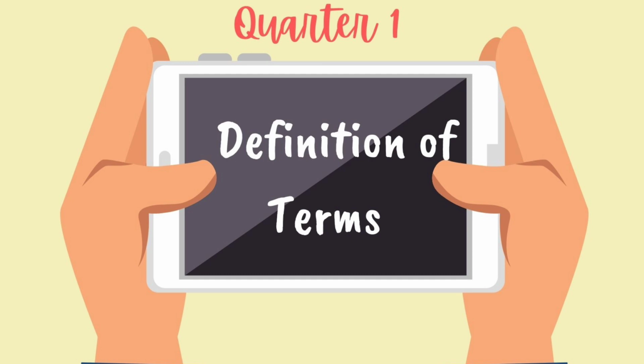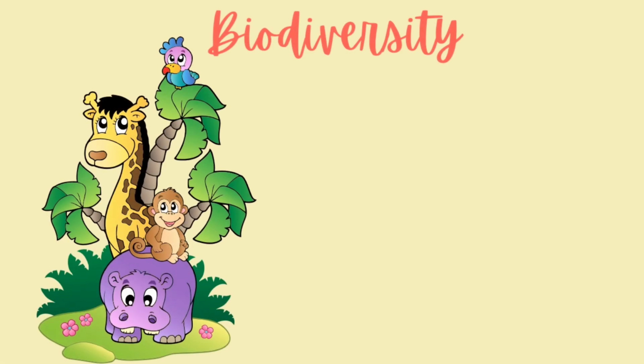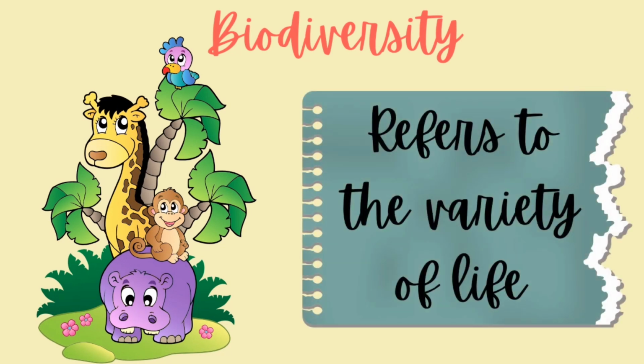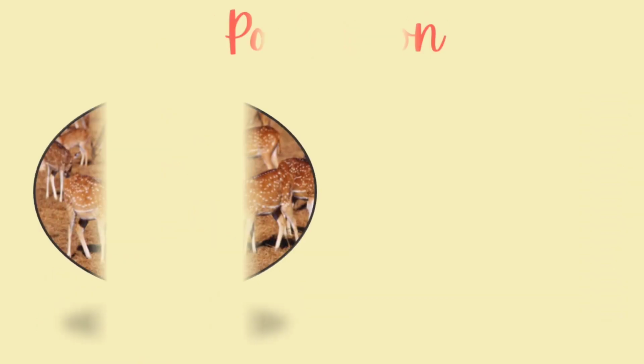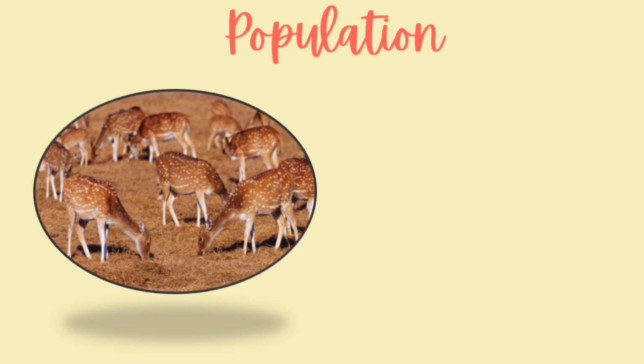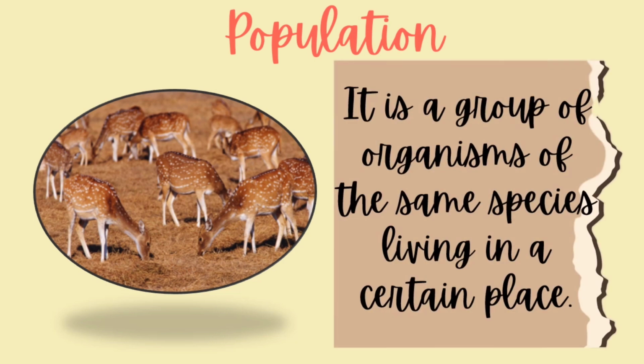First, let us have some definition of terms. Let us define what is biodiversity. Biodiversity refers to the variety of life. It refers to every living thing, including plants, bacteria, animals, and humans. Earth's biodiversity is so rich that many species have yet to be discovered. Next, what is population in biodiversity? It is a group of organisms of the same species living in a certain place.